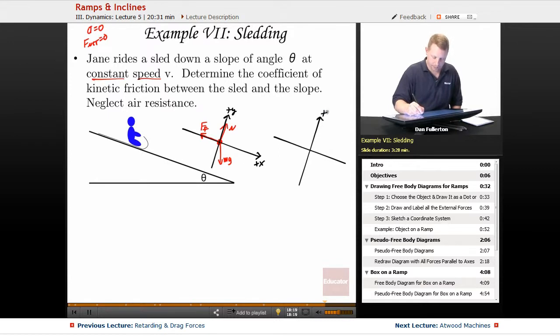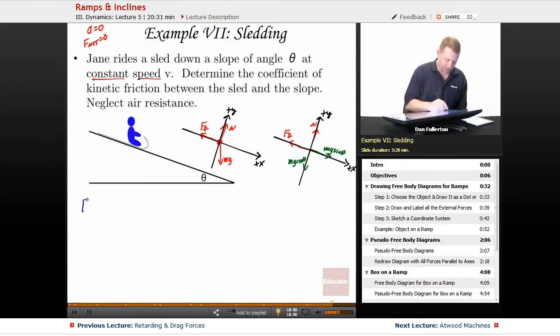Here we have our positive y, positive x. We still have our normal force. We still have our frictional force. And mg we're going to break up into components. We have mg sine theta parallel to the ramp, and mg cos theta perpendicular to it. So now we'll go to Newton's second law.